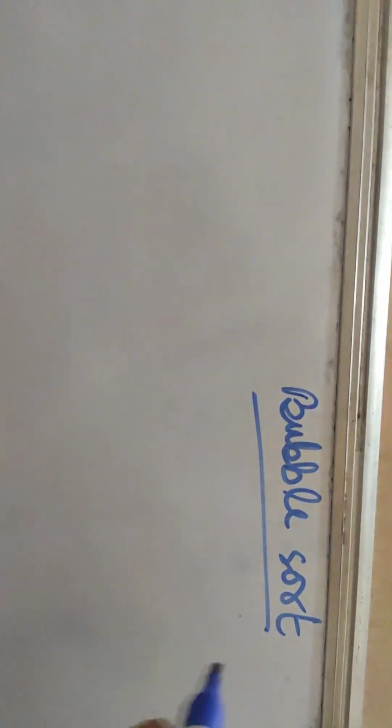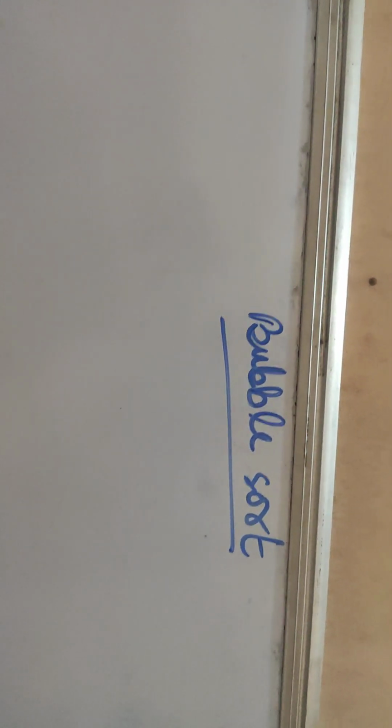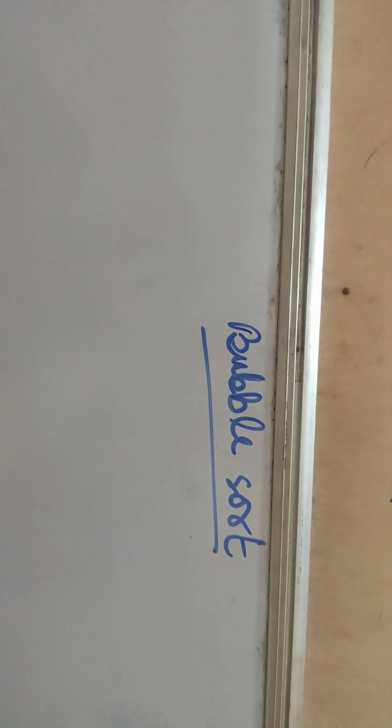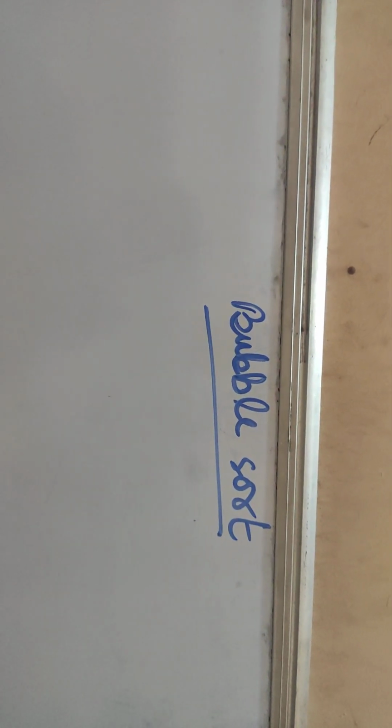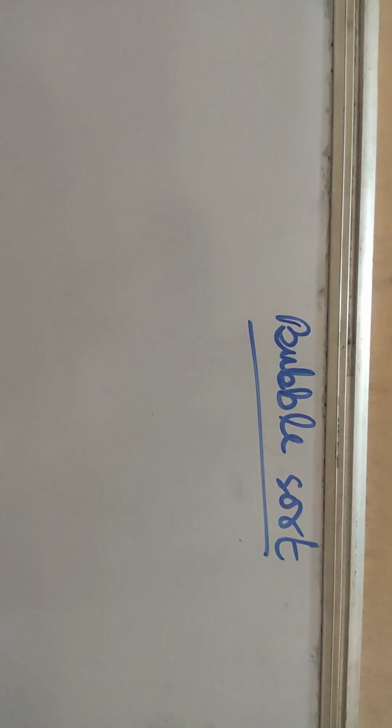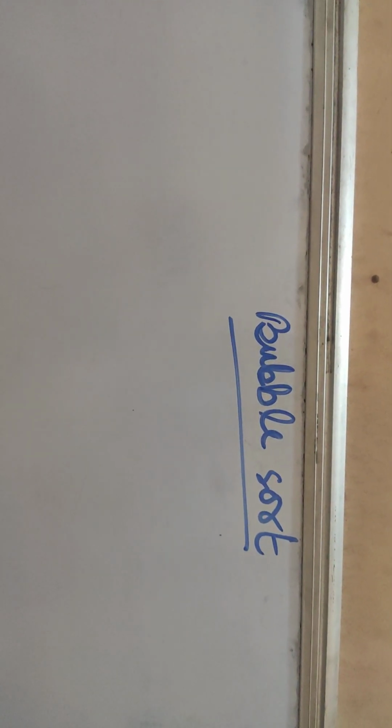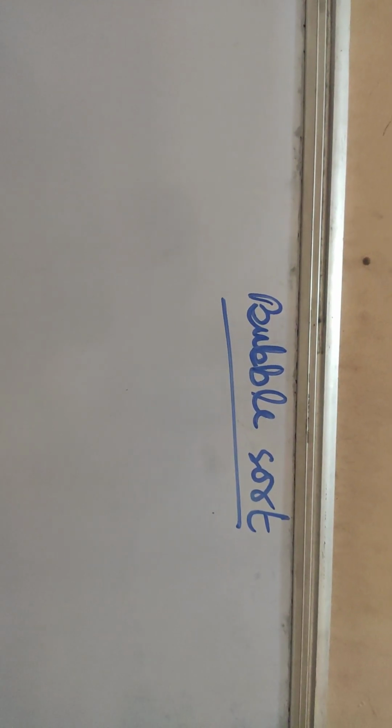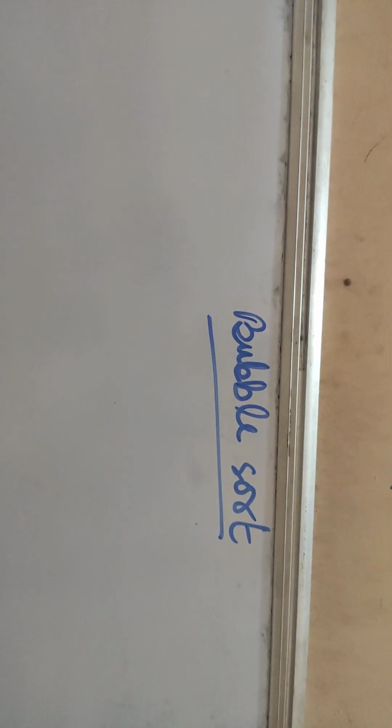See bubble sort in array. Bubble sort is another technique for sorting any number or string in Java language. With the help of bubble sort we can do ascending order for numbers, and for strings also alphabetical order A to Z. But bubble sort is a very slow process of sorting.